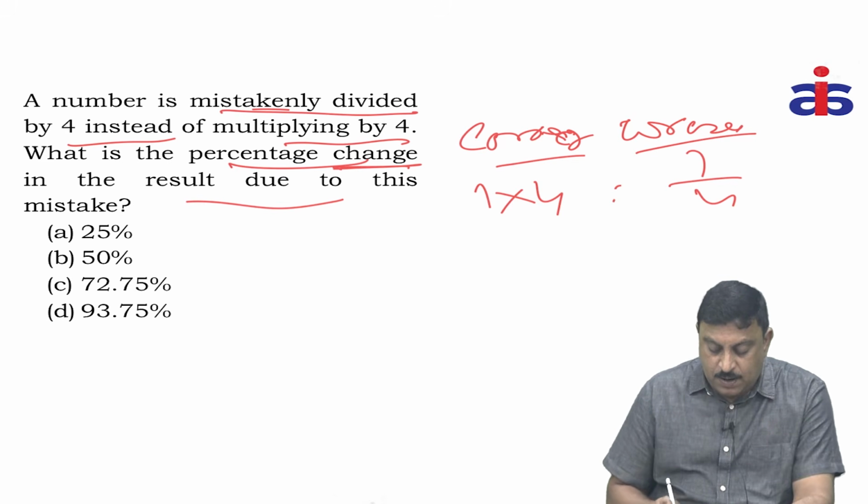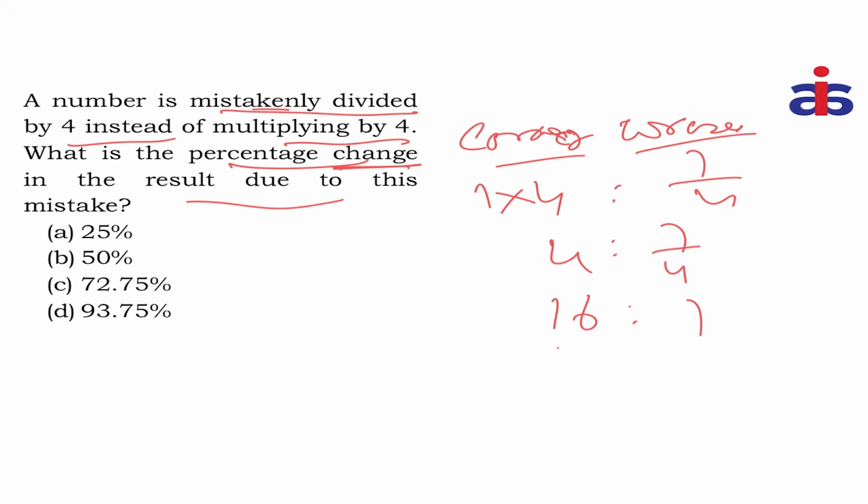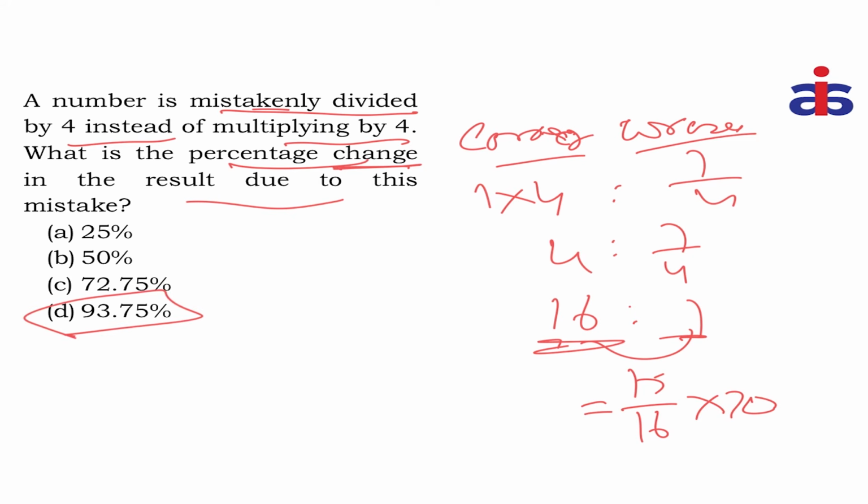So correct and wrong: if you see, 4 is to 1 by 4, so that is 16 is to 1. Correct should be 16, wrong should be 1. That means the difference is how much? 15 is the error, from 16. So 15 by 16 into 100 is the answer. 15 by 16 is almost, see, 93.75. It cannot be 75%.